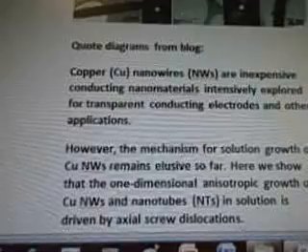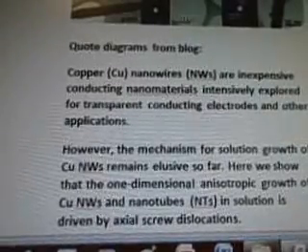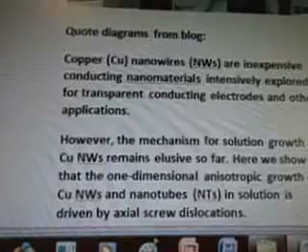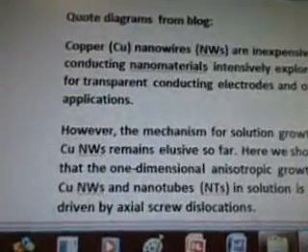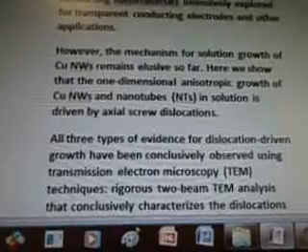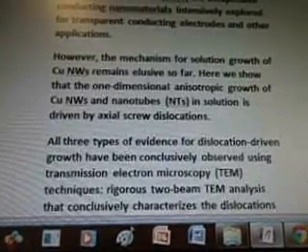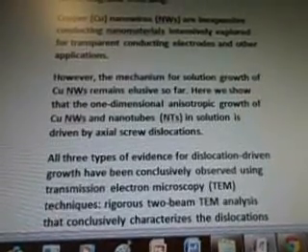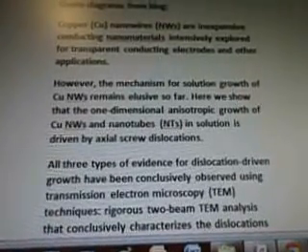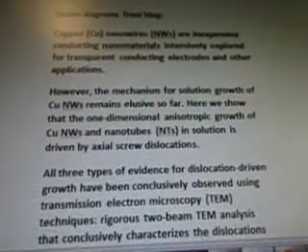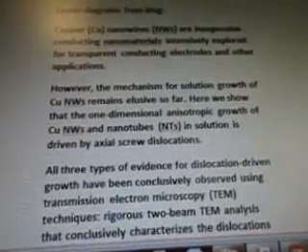Copper Cu nanowires, NWs, are inexpensive conducting nanomaterials, intensively explored for transparent conducting electrodes and other applications. However, the mechanism for solution growth of Cu-NWs remains elusive so far. What do you mean? You guys don't know how to make it? Okay. Well, that's not true, because there's another formula. If you backtrack, they show you how to grow these nanowires, okay?